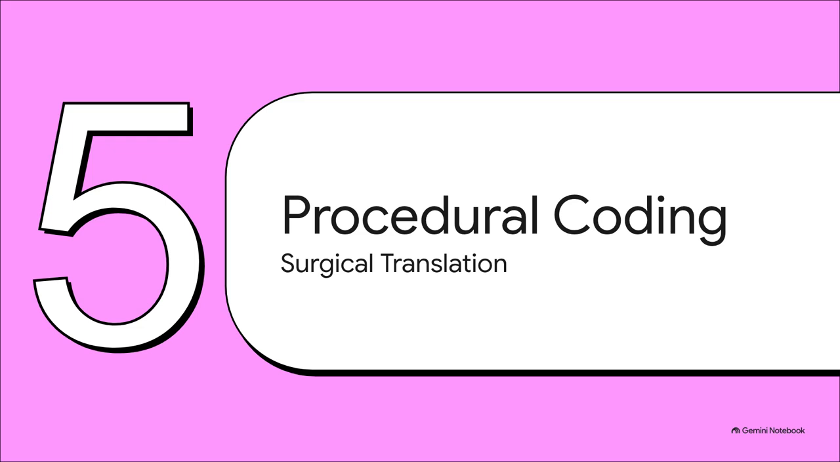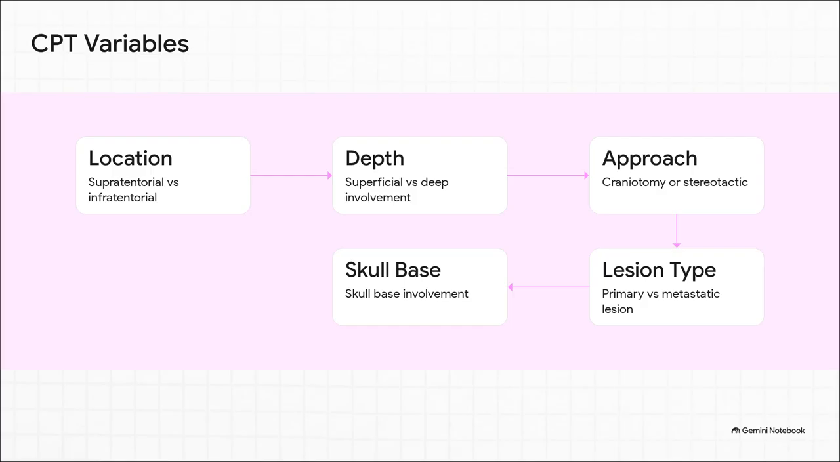Section 5. Variables for CPT Procedural Coding, Surgical Translation. Our final step in this explainer pipeline moves from the diagnosis to the surgical intervention itself, where specific operative details dictate your procedural coding. When you open an operative report for a brain tumor resection, you must methodically evaluate 5 crucial variables before you assign a primary CPT code.